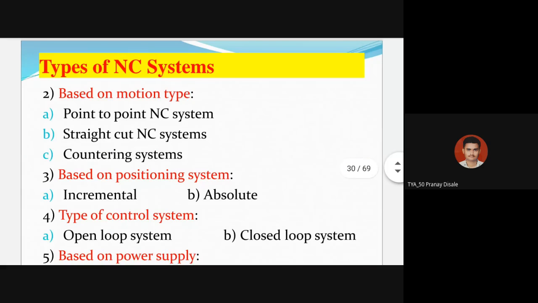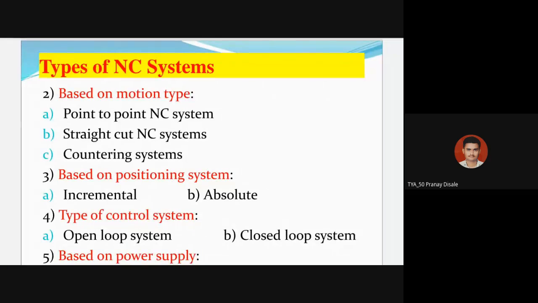Based on the motion type is nothing but the motion of the tool, whatever the manufacturing or machining tool there is. What is the procedure? What is the direction of that tool? That is the motion type. Now there are three types: point to point NC system, straight cut NC system, and contour NC system. We will also see this in detail.